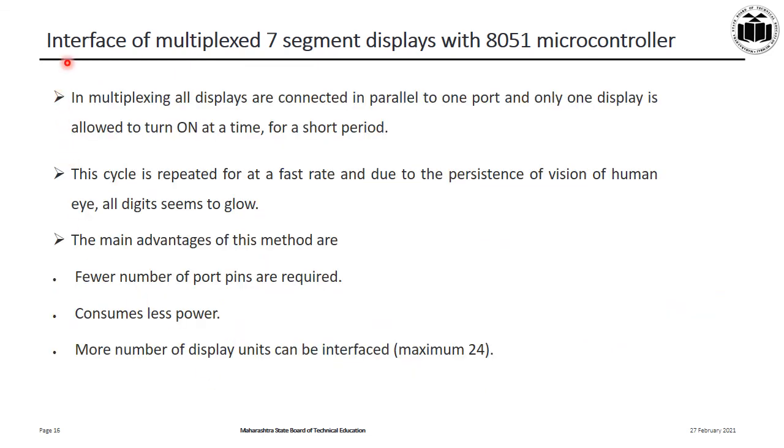While interfacing multiplex displays, the following points should be taken care of. In multiplexing displays, all displays are connected in parallel to one port only. So one display is allowed to turn on at a time for a short period of time. The cycle is repeated at a fast rate, and due to persistence of human vision, all digits seem to glow. The main advantages of multiplex display are that fewer port pins are required, it consumes less power, and more displays can be interfaced. A maximum of up to 24 displays can be interfaced on a microcontroller.